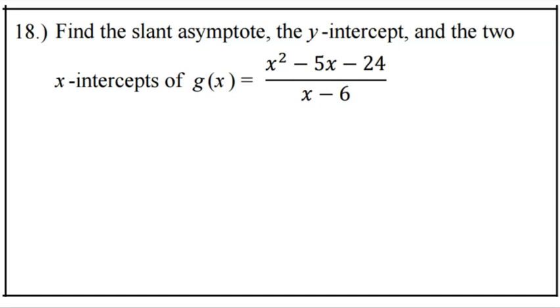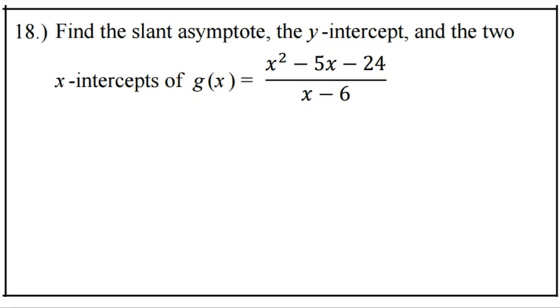Okay, we're going to finish up the test 1 review sheet with questions 18, 19, and 20. And in this question, question 18, it says that we want to find the slant asymptote. So it's straight up telling us there is a slant asymptote. And I can prove it to you.